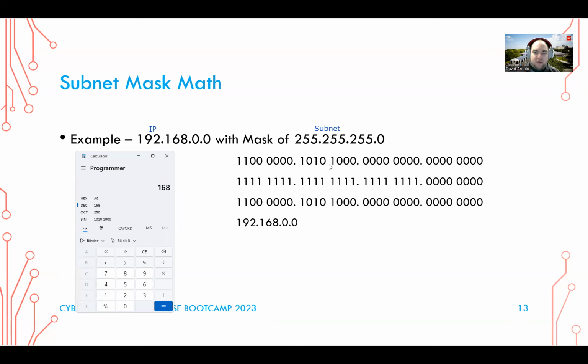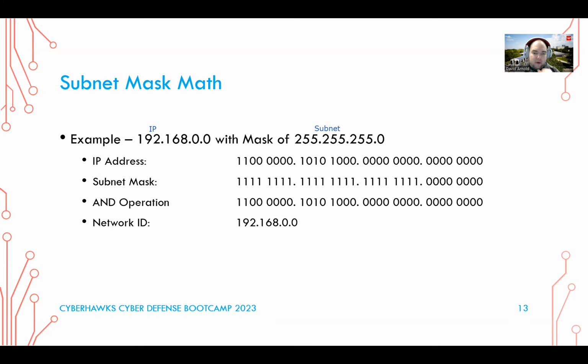168 is 10101000, and then 1 and then 3 zeros. And then we have two sets of 0, so 16 more zeros. And then we've already seen 255. 255 is 11111111, so we have 8 ones, 8 ones, and we keep going. And all you have to do is the AND operation.